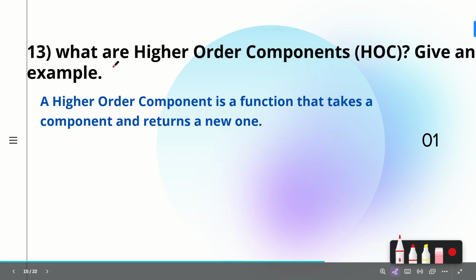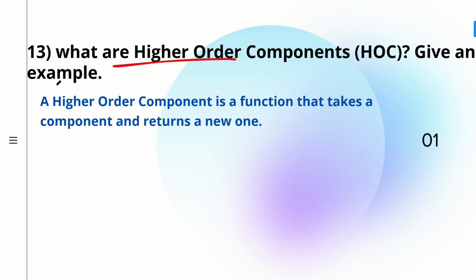Our 13th question is, what are higher order components, and give an example. They might ask you to share your screen and write a code snippet for higher order components. So what is a higher order component? A higher order component is a function or a component. Our components are also functions, right? So it is a function that takes a component and returns a new one.